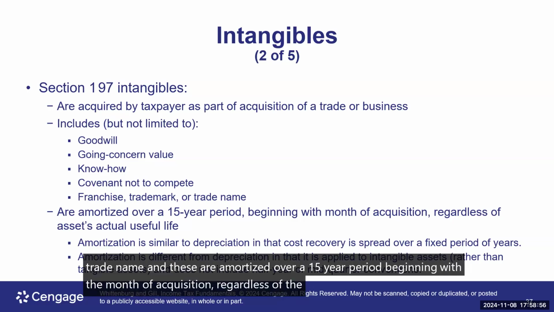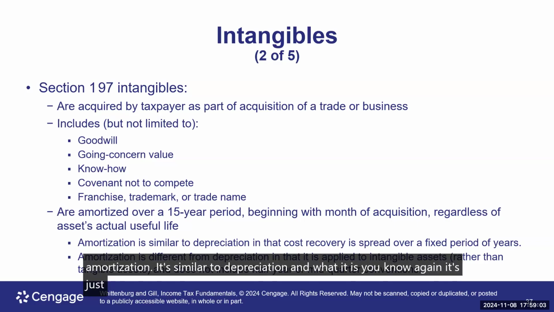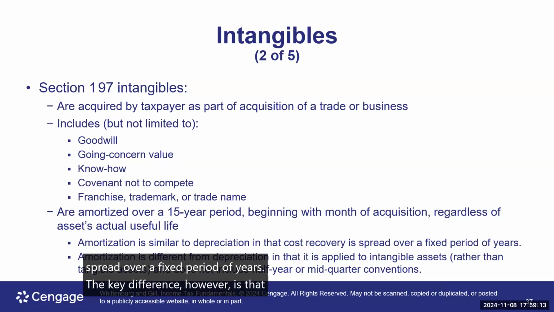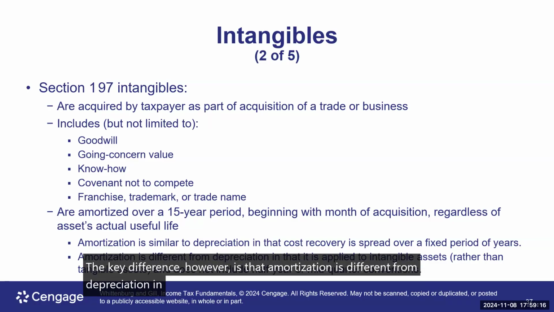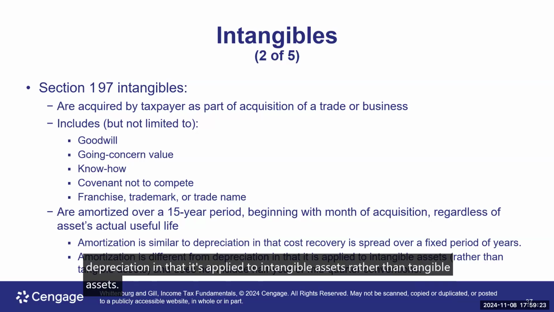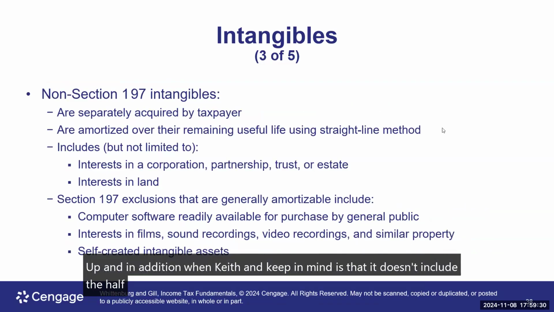Amortization is similar to depreciation. Again, it's just for intangible assets, but it's the same concept. The cost recovery is spread over a fixed period of years. The key difference, however, is that amortization is applied to intangible assets rather than tangible assets. And in addition, one key thing to keep in mind is that it doesn't include the half-year or mid-quarter conventions.